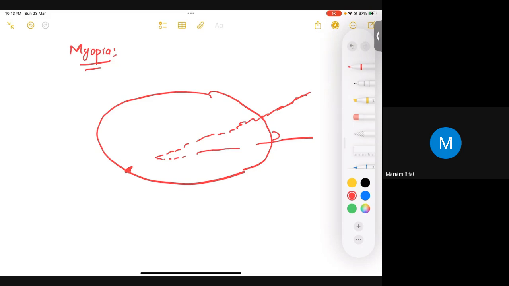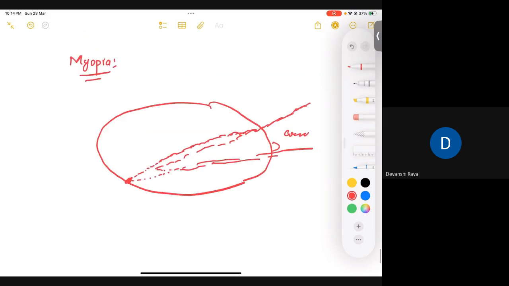So in order to correct this condition, which lens am I going to use? Convex lens or concave lens? Concave. Okay, we have concave. Yes, concave lens, because it has a decreased refractive ability, and it would push this image back onto the fovea, and in this way it can help, right?